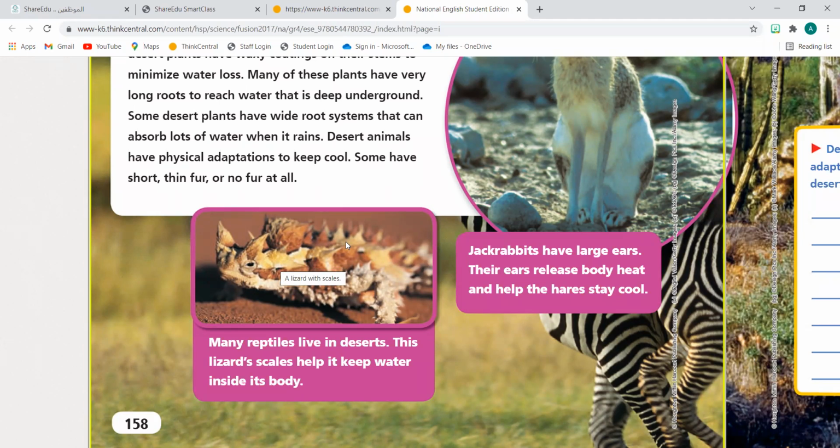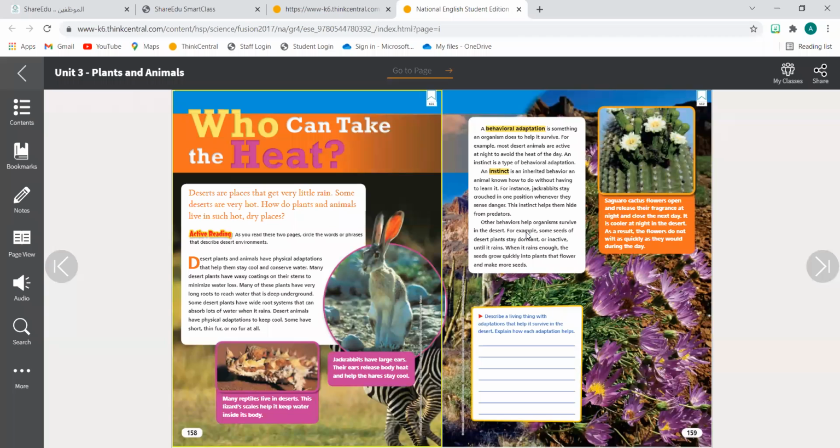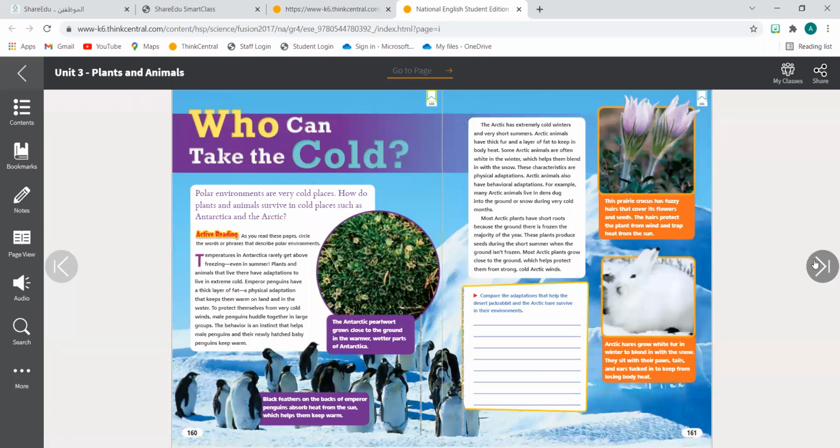So when we talk about body parts, which kind of adaptation are we talking about? Physical or behavioral? Physical, yes. When we are talking about something that an animal does or a plant does, is it physical or behavioral? It's behavior. Yes, that's right. And instinct is one kind of behavioral adaptation.